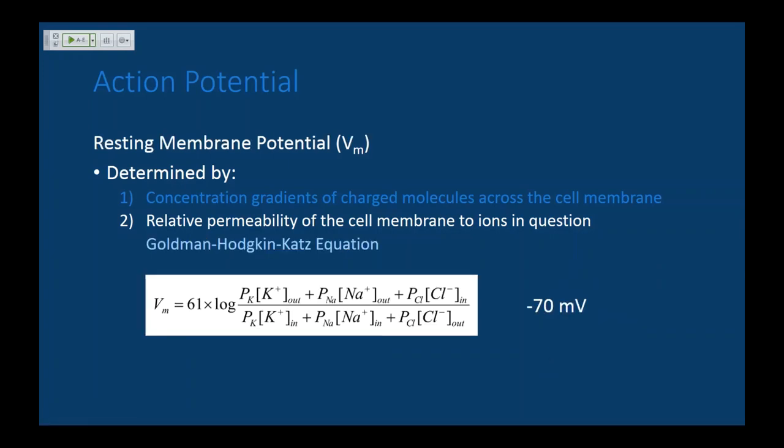So if you want to start combining multiple ions and actually figure out the resting membrane potential, you use an equation called the Goldman-Hodgkin-Katz equation. Technically, this is MCAT testable material. I think it's lower yield than the Nernst equation, but if you want to memorize this, go ahead. What this does is it factors in the permeability, P, of each ion in question, and it uses that to determine the overall membrane potential when you're talking about multiple ions. And again, for electrically excitable cells, we're going to get a number about negative 70 millivolts.